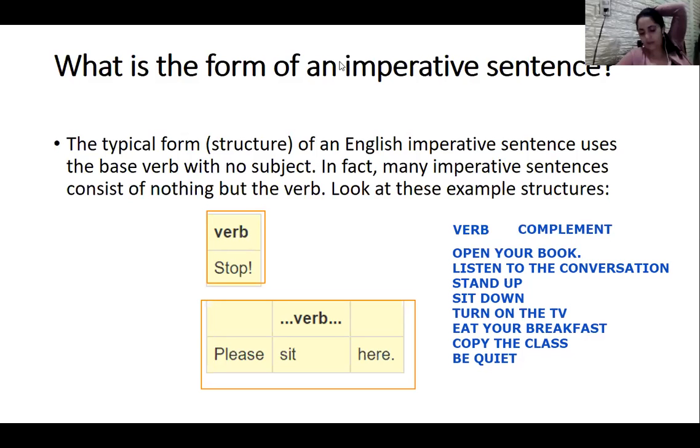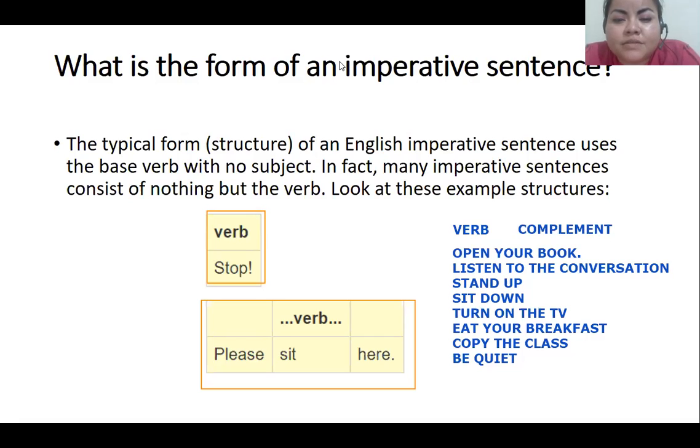Teacher. Yes, teacher. Yes, Alexis. En la primera, como dice, open your book. Se puede hacer también lo contrario, close it. Open your book, close your book. Yes, it is possible. Thank you. It is possible. Good question, Alexis.